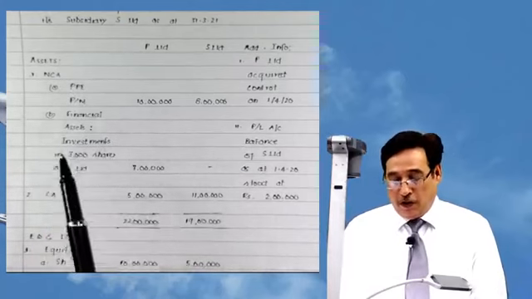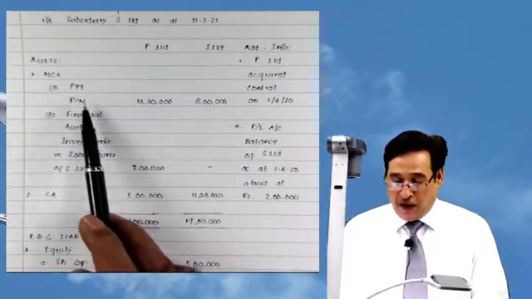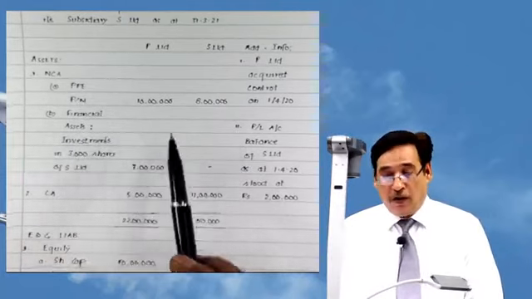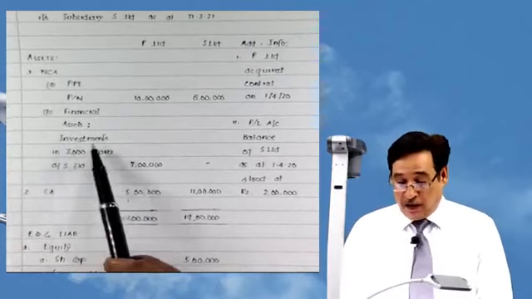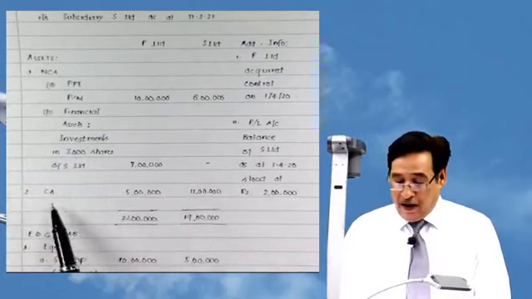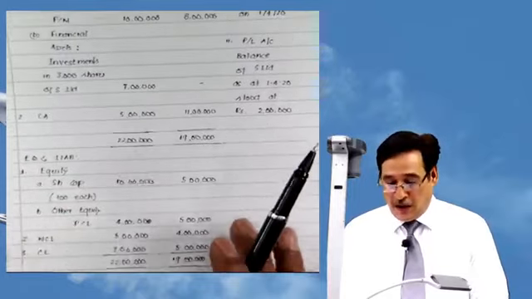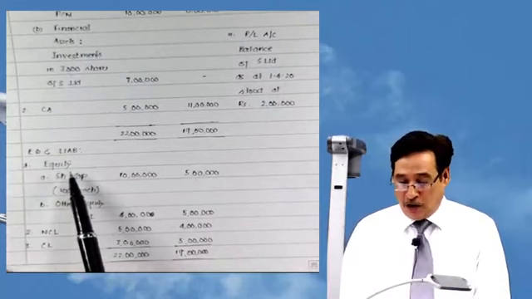First of all, we have written non-current assets. Under it, there is property, plant and equipment, and under that we have written plant and machinery, 10 lakhs and 8 lakhs. Besides, we have financial assets: investments in 3,000 shares of S Limited, 7 lakhs, and then current assets, 5 lakh and 11 lakh, total 22 and 19.